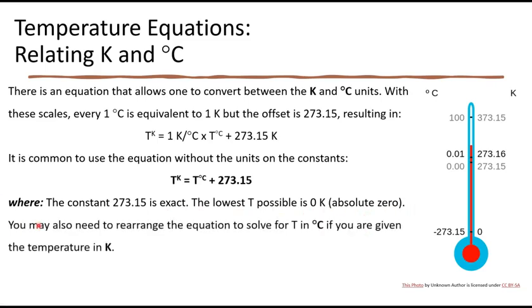You may also need to rearrange the equation to solve for the temperature in degrees Celsius if you're given the temperature in Kelvin. To do so, all we need to do is subtract 273.15 from both sides to obtain the temperature in degrees Celsius equals the temperature in Kelvin minus 273.15.